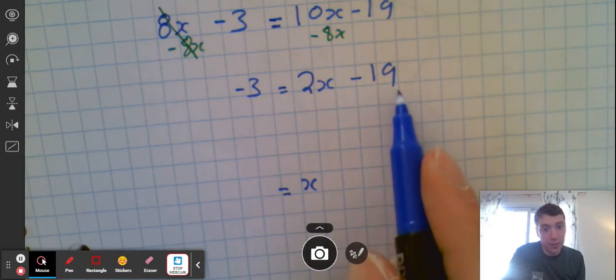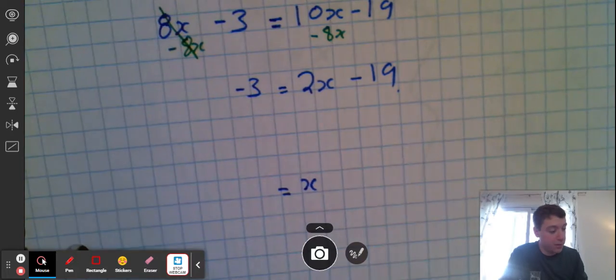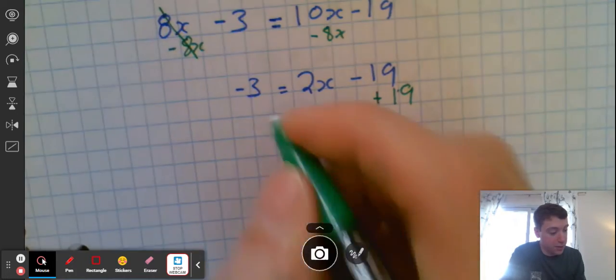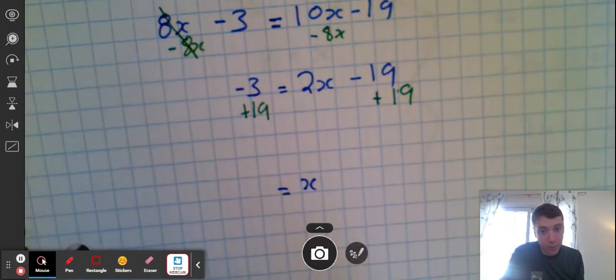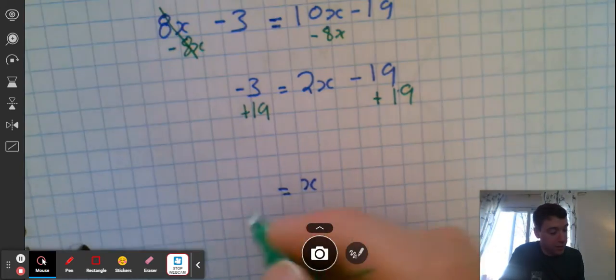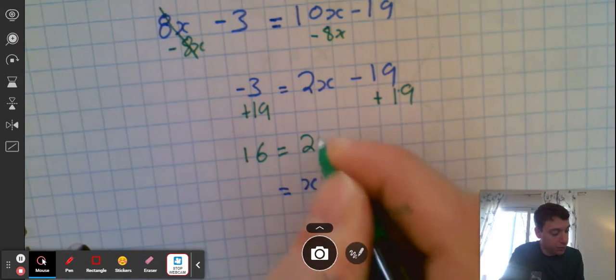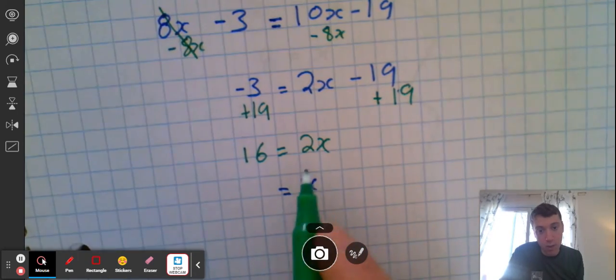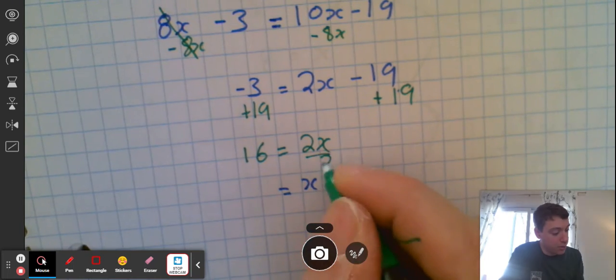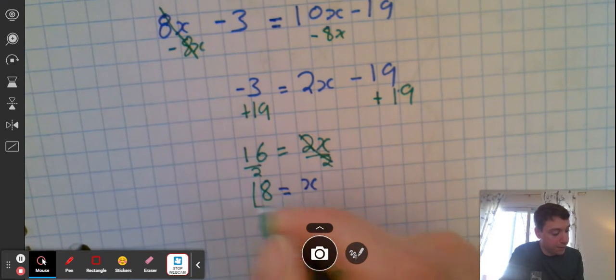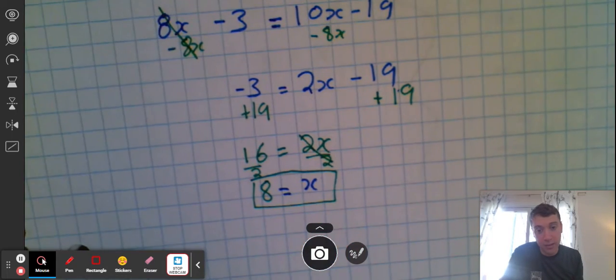So then I need to move this negative 19 onto the left side. So I'm going to do the opposite operation of negative 19, which is plus 19, to both sides. Negative 3 plus 19 is positive 16 equals 2x. And then I don't want that times 2, so I'm going to do the opposite, divide by 2 to both sides. And so my final answer is that 8 equals x.